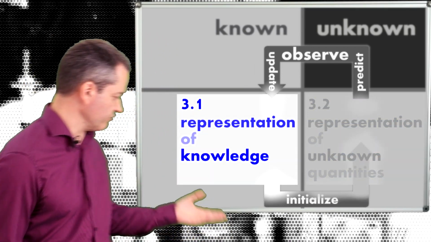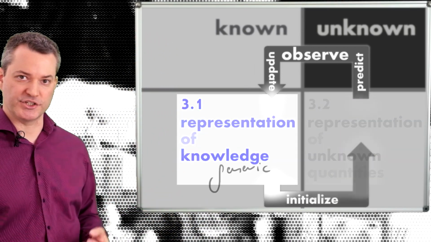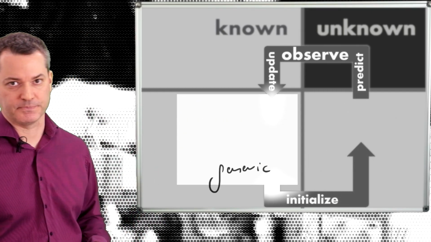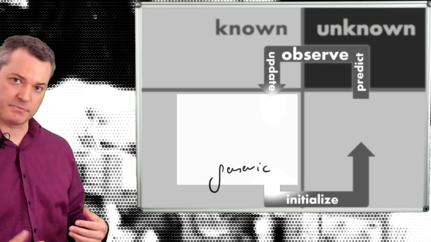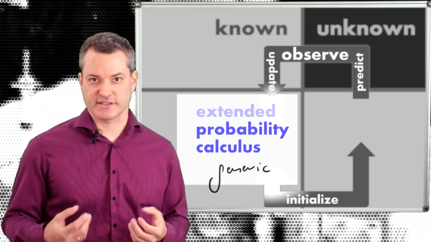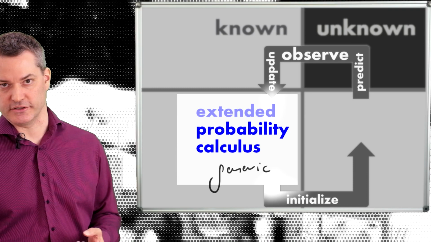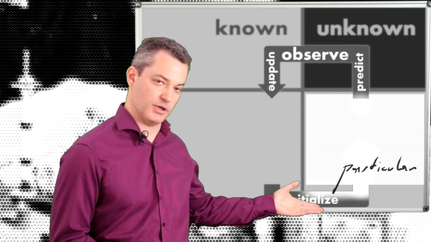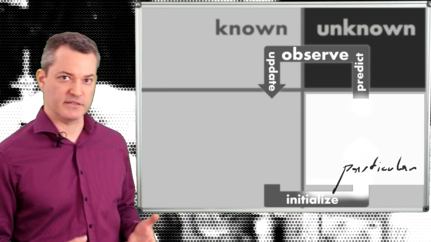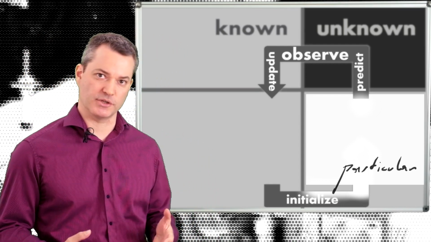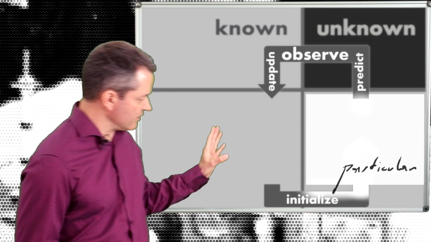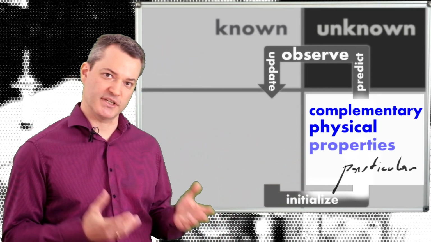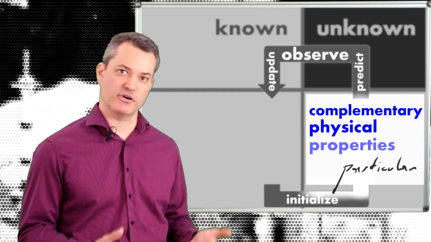Concerning the representation of knowledge, we will find a generic structure that is the same for all physical systems. This structure expresses the rules of a new extended version of probability calculus. Concerning the representation of unknown quantities, we will find the most central innovations of quantum mechanics. This latter part is where the interesting differences between particular physical systems can be formulated.